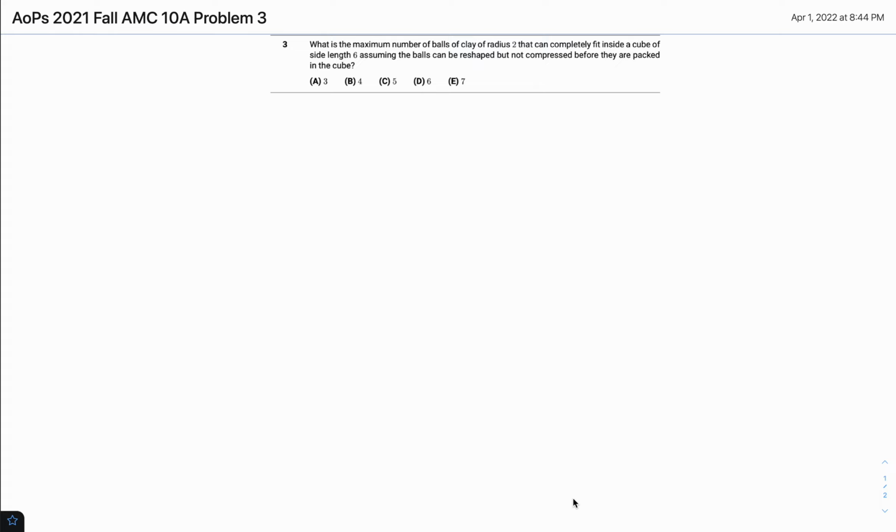The 2021 Fall AMC 10A. So we are asked the maximum number of balls of clay of radius 2 that can completely fit inside a cube of side length 6, assuming the balls can be reshaped but not compressed before they are packed in the cube. So we are clearly being asked about volume because of their 3D nature.